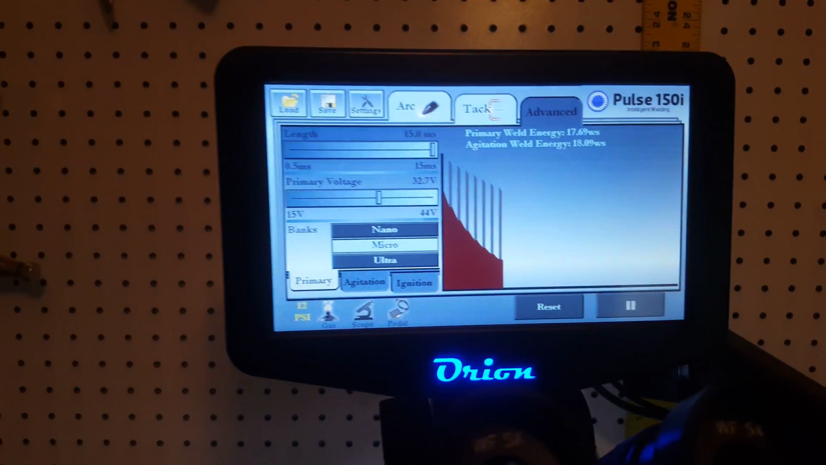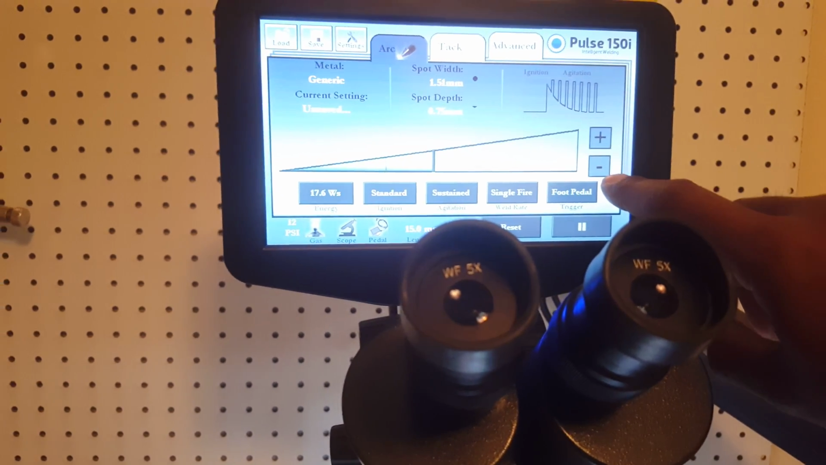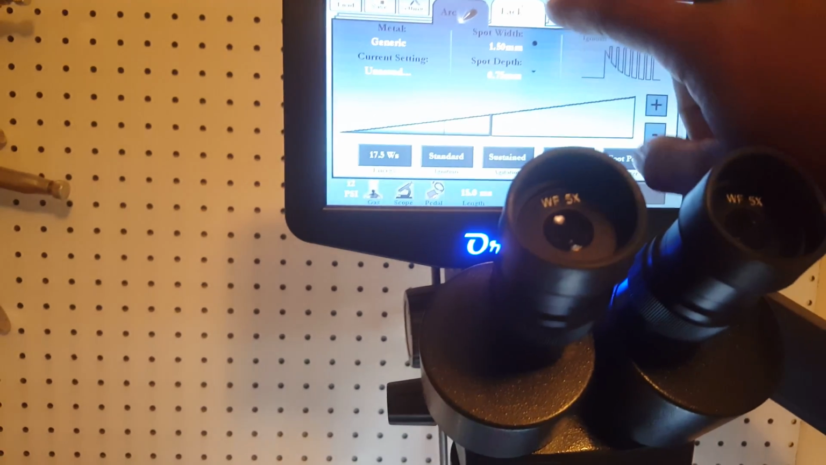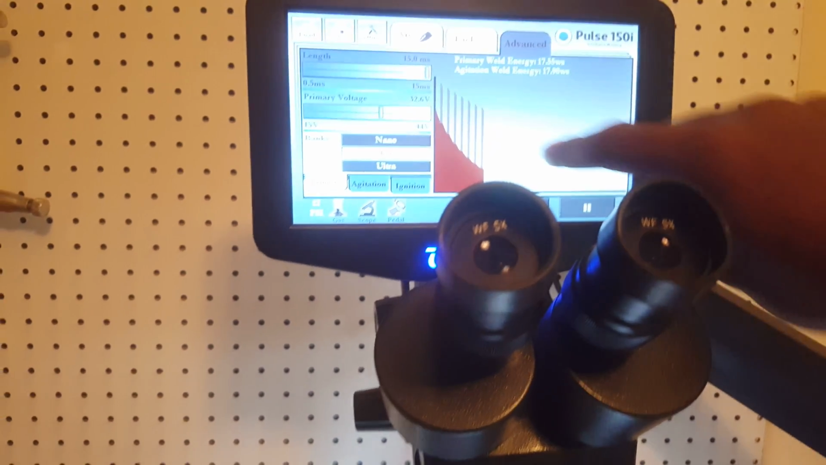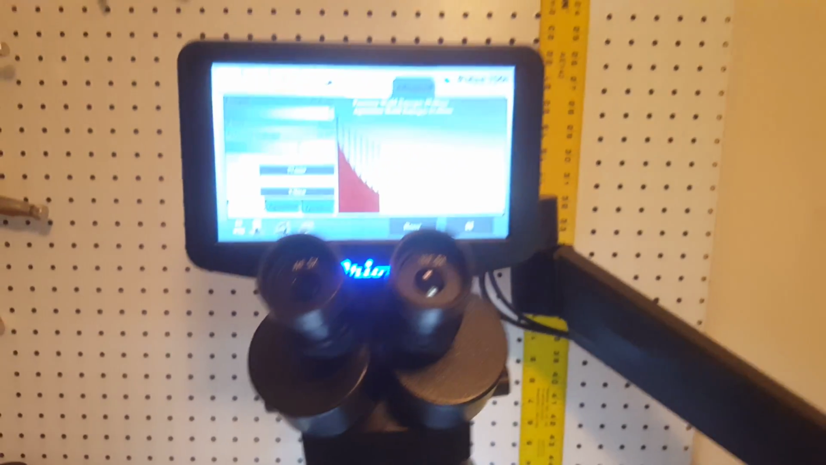Matter of fact, this is the touch screen. Let's zoom into that. Arc. Increase the amperage. Vent. Could change it to nano level. Yeah, it uses argon.